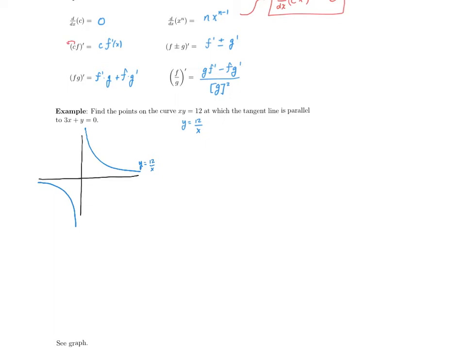So that line could equivalently be written as y equals minus 3x. So a line going through the origin with slope minus 3. So roughly speaking, and without scale, it's hard to tell exactly what it is, so we'll just have to go with this, y equals minus 3x. And the question is, at what points on the curve will the tangent line be parallel to this red line?